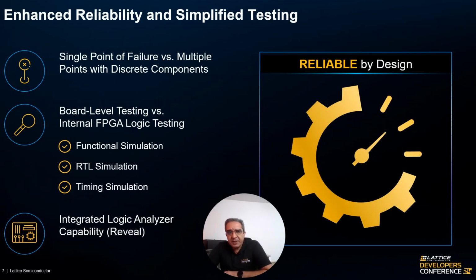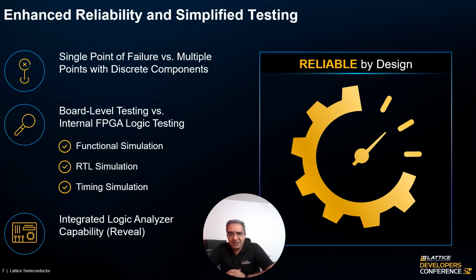Enhanced reliability and simplified testing is another advantage of FPGAs. You have a single point of failure instead of having multiple points of failure with discrete components. Also, the board level testing versus internal testing of the FPGA. All the logic, when consolidated inside the FPGA, could be tested with functional simulation, post-synthesis simulation or RTL simulation, and timing simulation, which represents all the timing characteristics of your design. So you're 100% sure that you meet the timing requirement or the Fmax that you need to run at. The simulation will definitely help and give you a more reliable design.